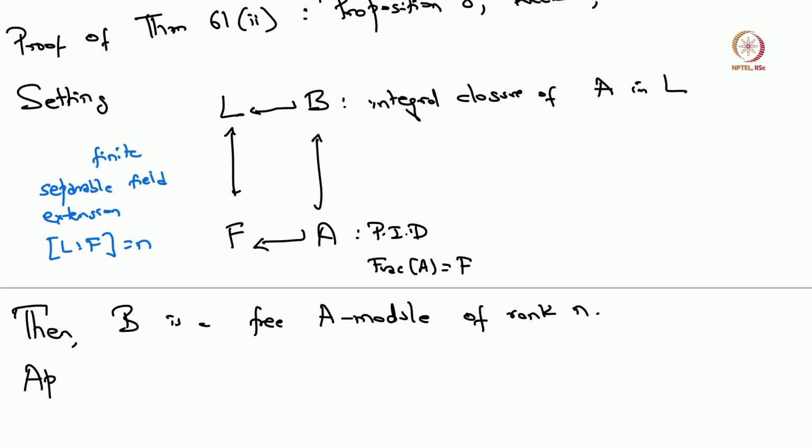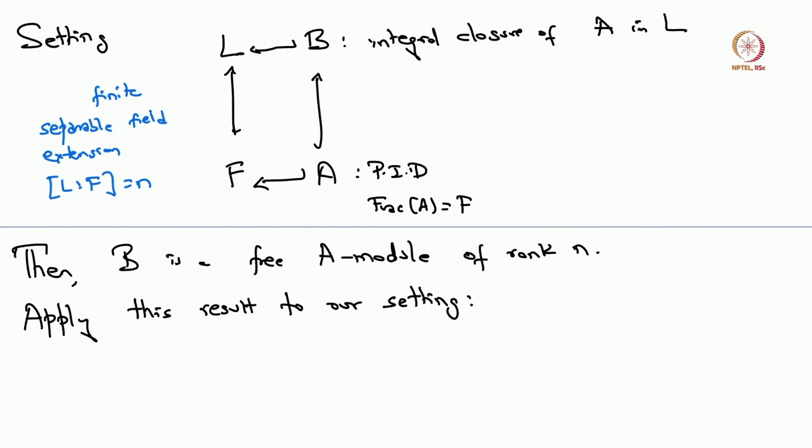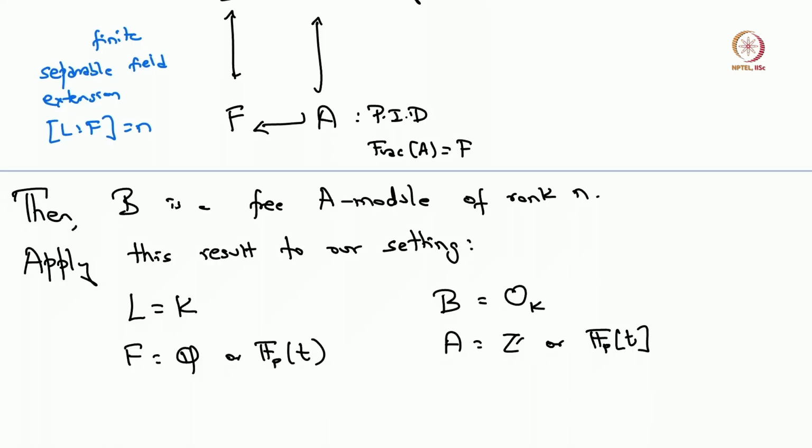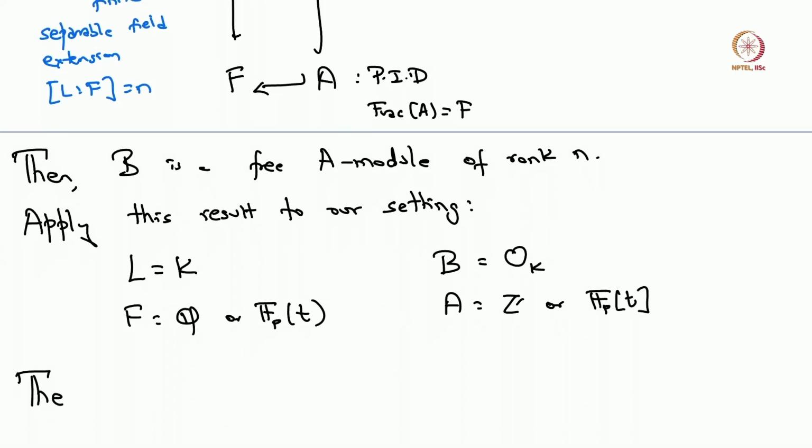And then if you apply this to our setting, the setting is that L equals K, and then depending on whether you're in the global function field setting or the number field setting, F is Q or F_p(t), and then A, again depending on the setting, it's either Z or the polynomial ring over F_p in one variable, F_p[t], and then B is the integral closure of A in K. So applying this result to our setting, we get that O_K is a free A-module with rank n.